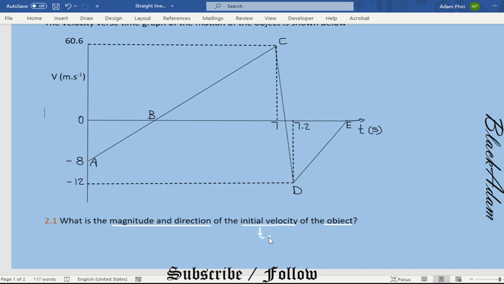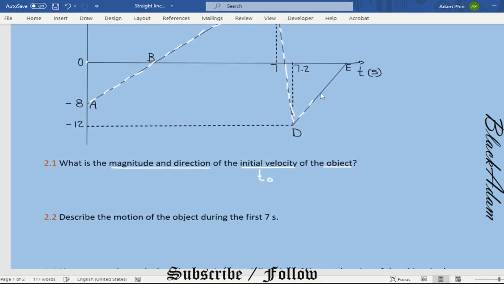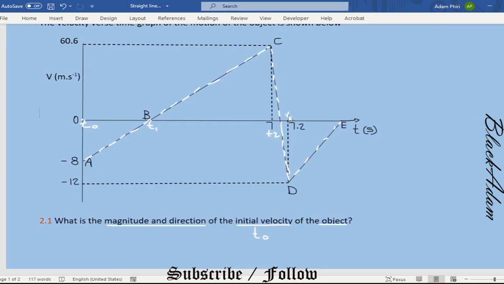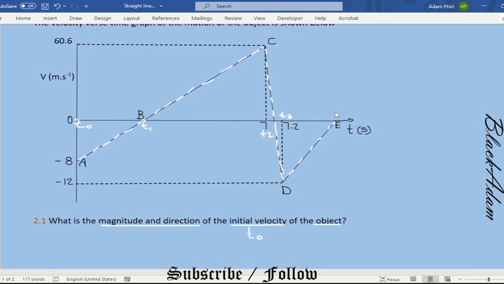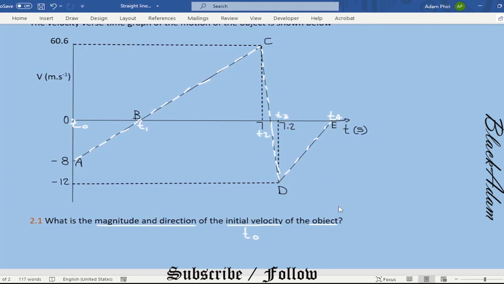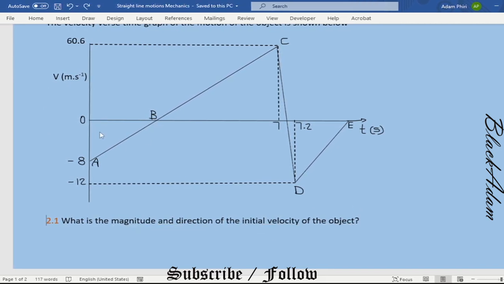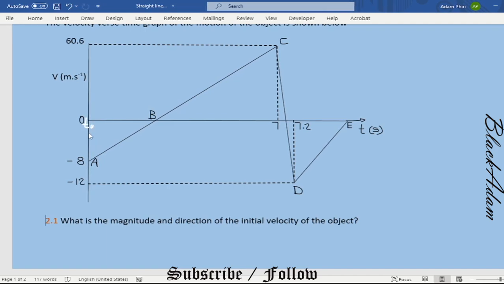And the magnitude and direction of initial velocity means that our T0 is on the path of the graph. So that's the real graph we're talking about, so we look at any point that links to that part of the graph. So that's T0, T1 at B, T2 at C, T3 at D, and then T4 there. And then from there we answer the question. The question says initial, so it's T0.